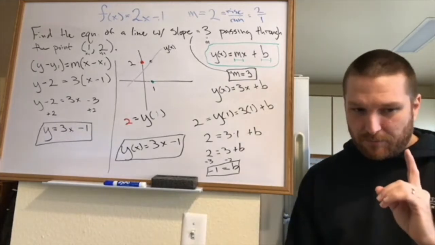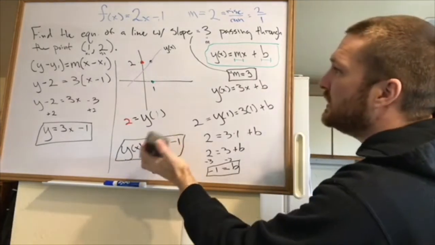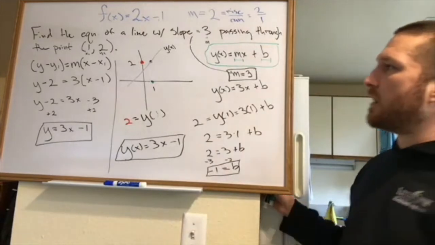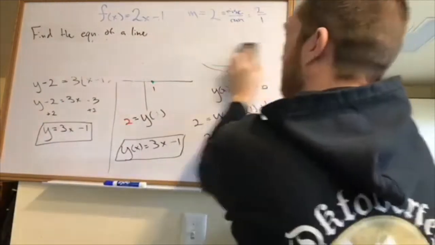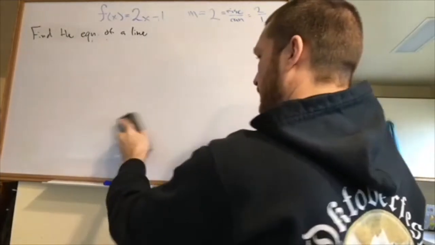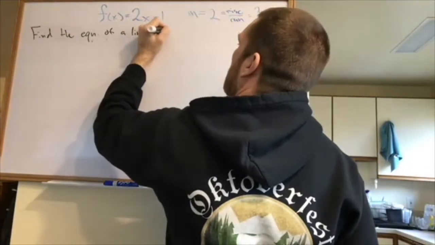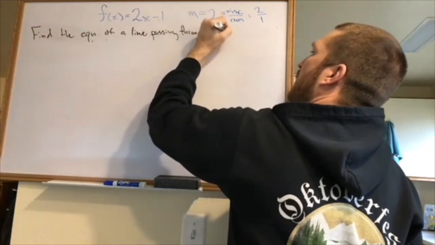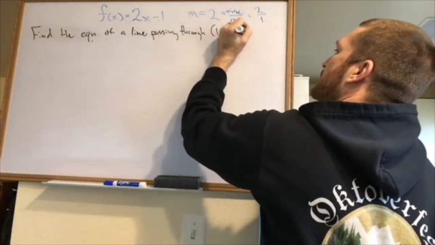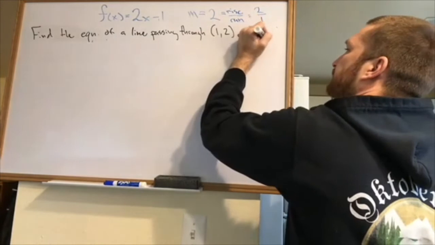Now, I want to do one more example on this type of thing to show you exactly what I'm talking about. So can I erase all this? Yes. All right. So we want to find the equation of a line passing through the points 1, 2, and, let's do 2, 6.